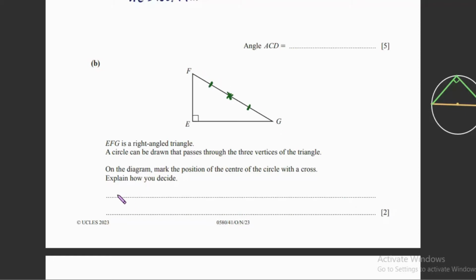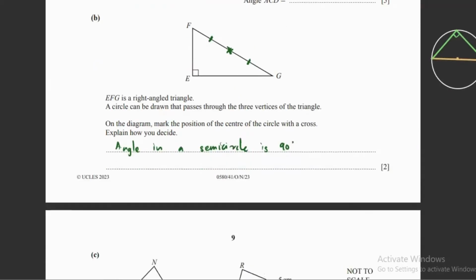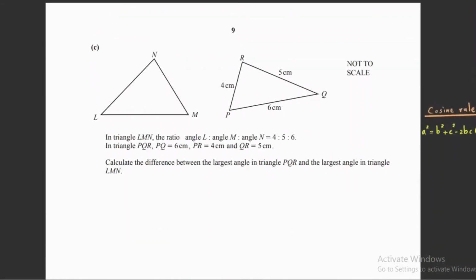So I can write the reason as: angle in a semicircle is 90 degrees, or is always equal to 90 degrees. This is the reason. Let's move on to question C.